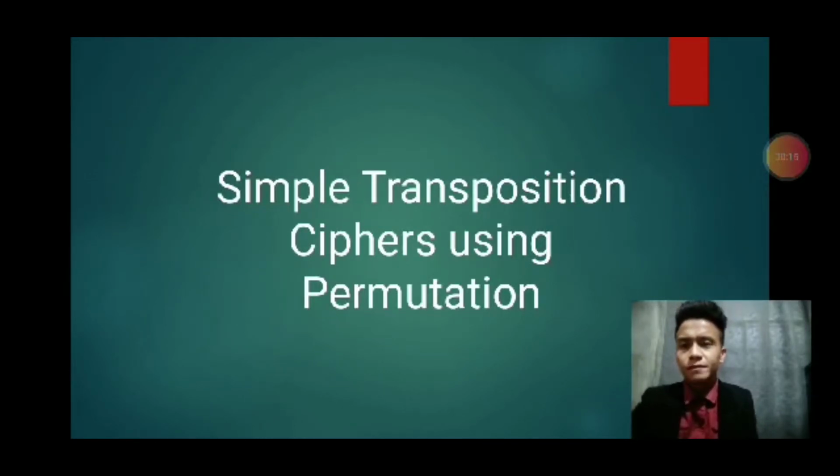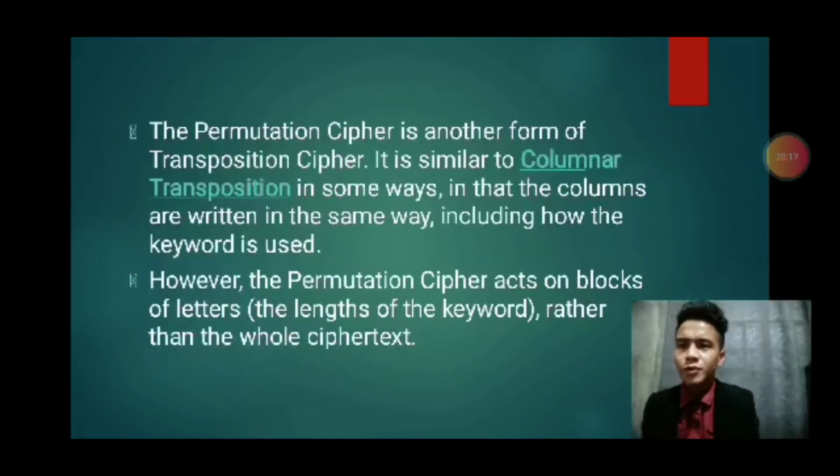Permutation. The permutation cipher is another form of transposition cipher. It's similar to columnar transposition in some ways, in that the columns are written in the same way, including how the keyword is used. However, the permutation cipher acts on blocks of letters, the length of the keyword, rather than the whole ciphertext.